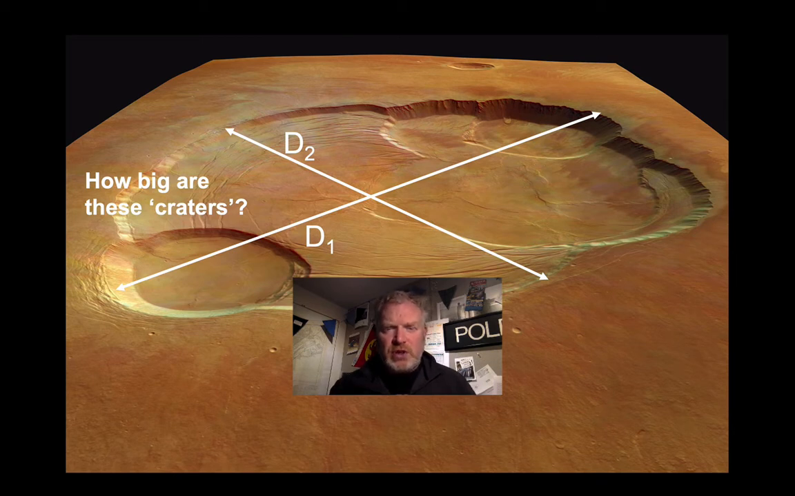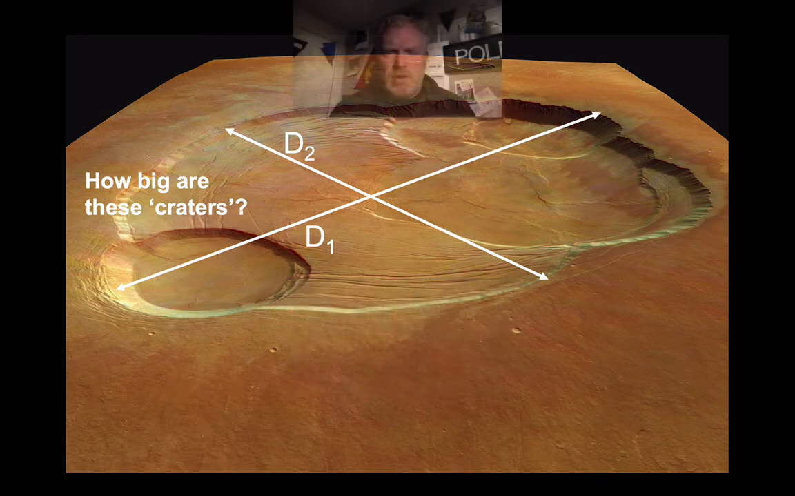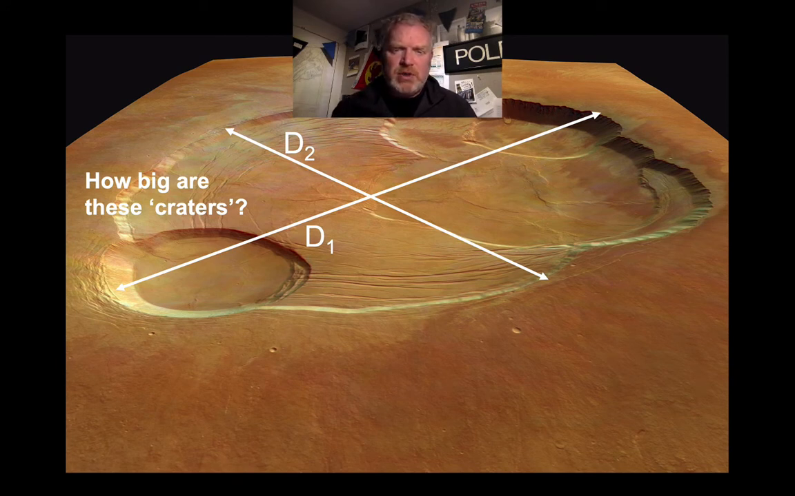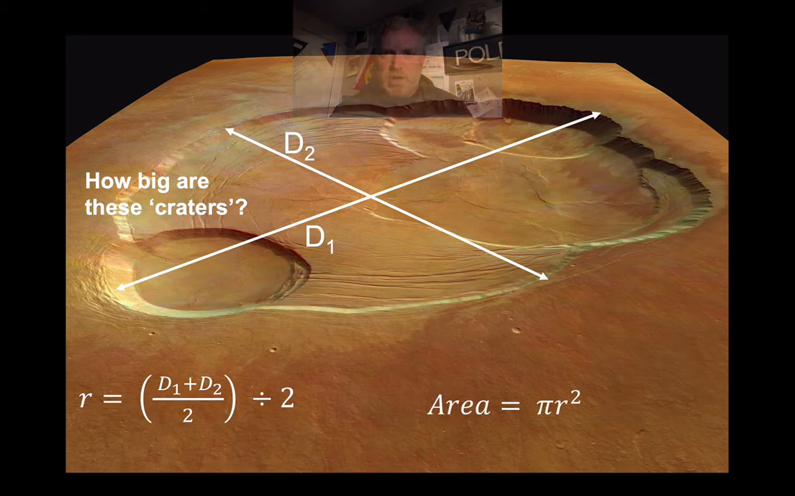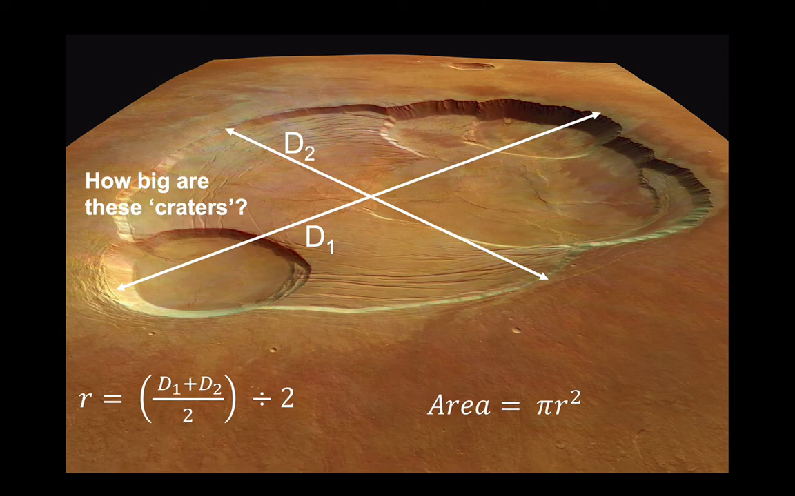Once we've measured those and converted them to kilometres, we find the average of these diameters by adding them together and dividing by 2. Then divide that by 2 because we want to work out the radius. Once we've got the radius, of course, we can work out the area by using the equation pi r squared. Okay.